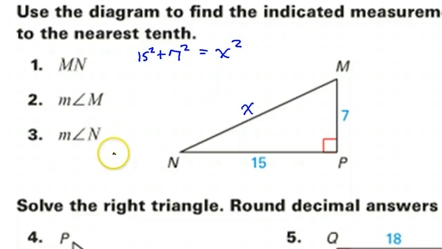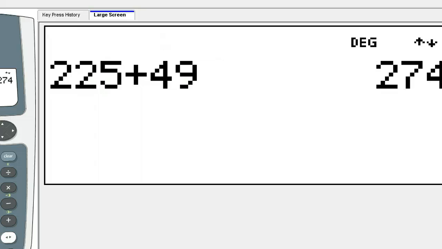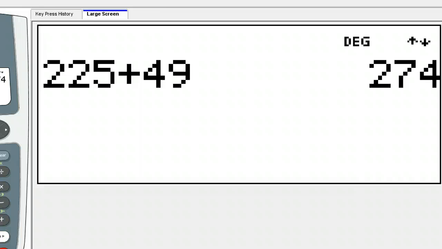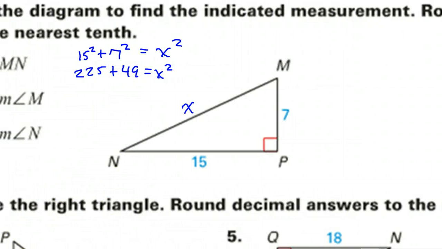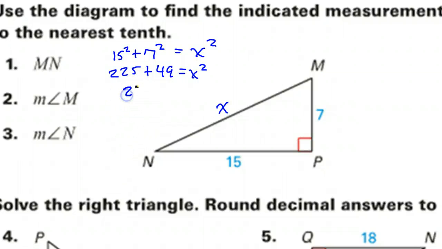Alright, so 15 squared is 225, plus 7 squared is 49, is equal to x squared. Alright, add those up, you get 274. Okay, so we've got 274 is equal to x squared. So of course to get x by itself, I'm just going to take the square root of both sides.